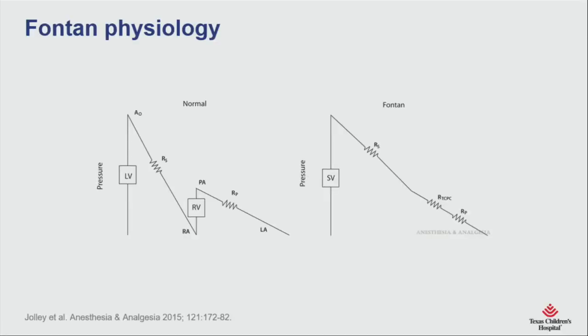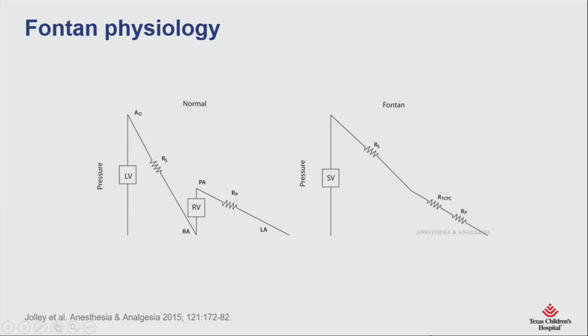When you have a normal heart, you have a left ventricle that's going to give you your pressure, and then that blood is going to go through your resistor, systemic vascular resistance, and then come down to your right atrium or CVP. Then you have a right ventricle that's going to pump blood into the PA. It goes through the pulmonary vascular resistance, and then it goes down into the LA. When you have a Fontan circulation, you have a single ventricle that pumps all that blood, and then that blood has to go through 3 resistors. You have your systemic vascular resistance, you have your conduit, so the Fontan conduit that provides some resistance, and then you have your pulmonary vascular resistance.